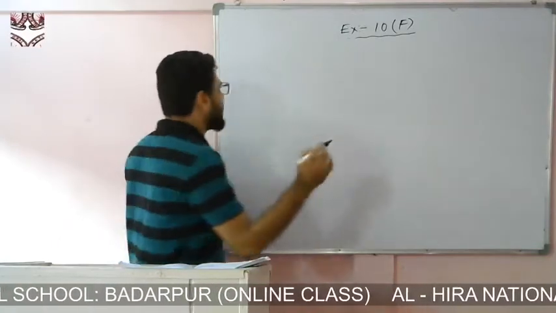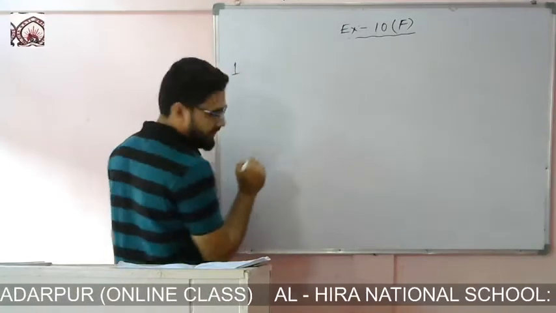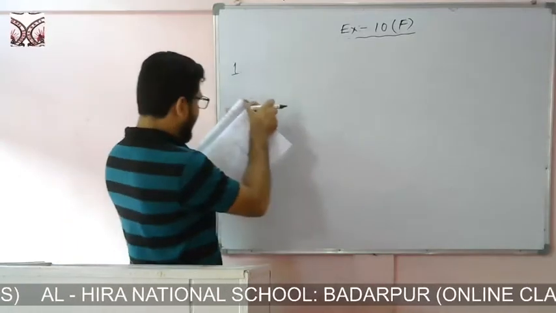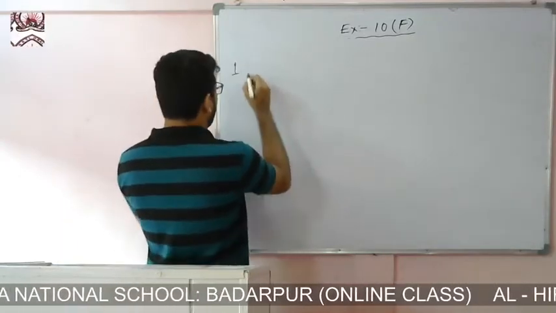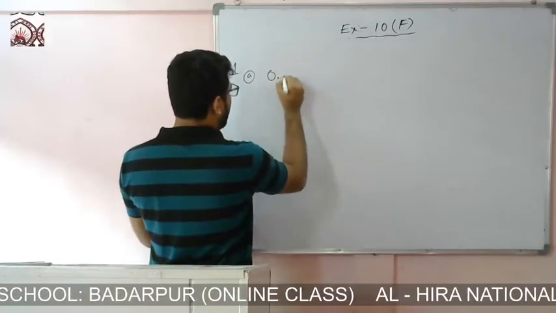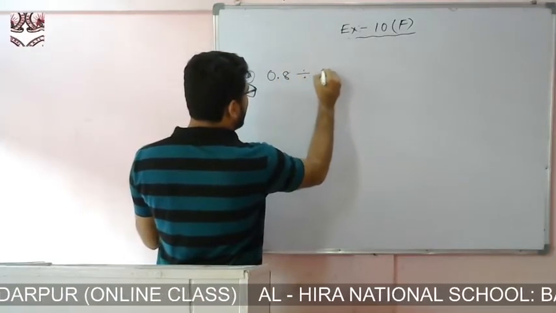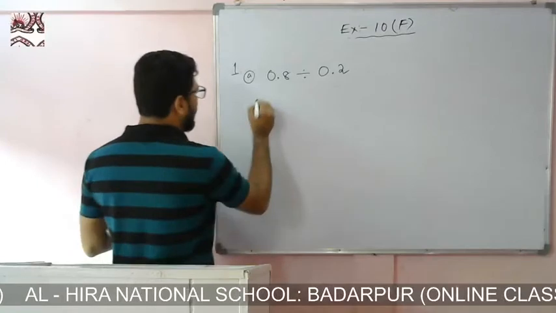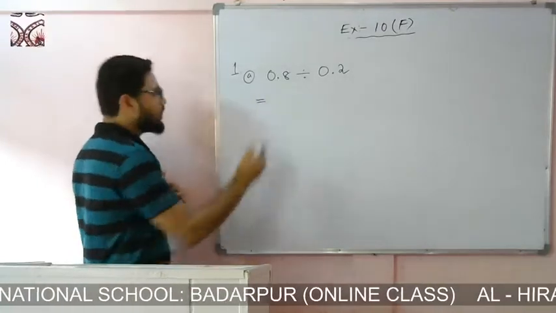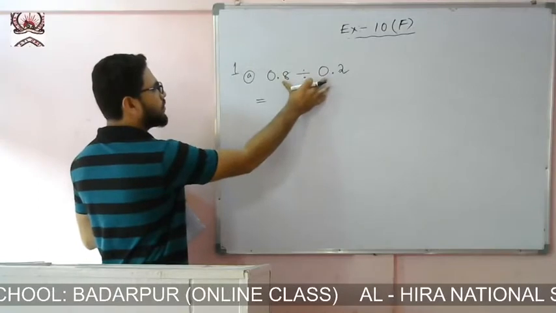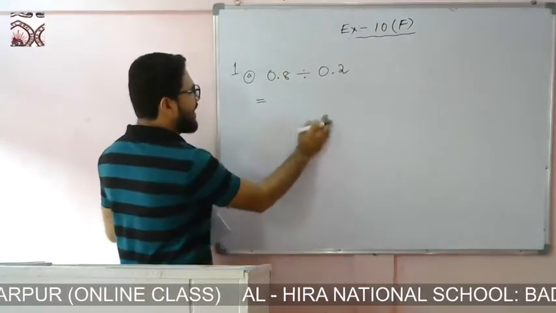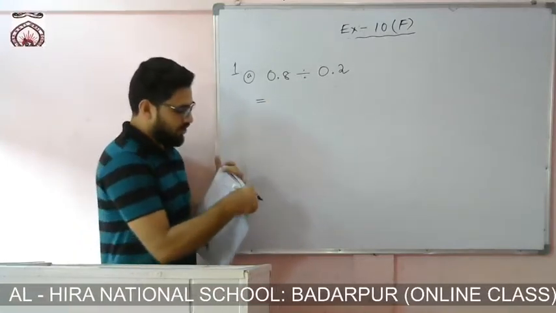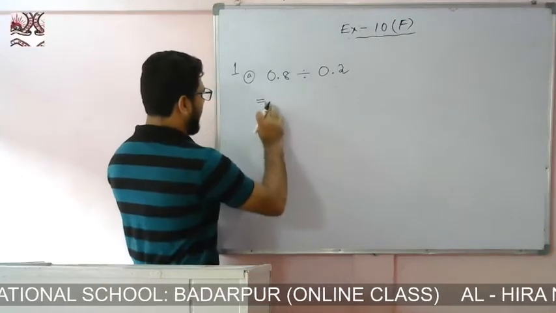So you see the first question, number 1, 0.8 divided by 0.2. Okay, 0.8 divided by 0.2. So you see, first we have to remove the decimal point from them. We have already done in the earlier classes how to remove the decimal. So you see, again I am doing.